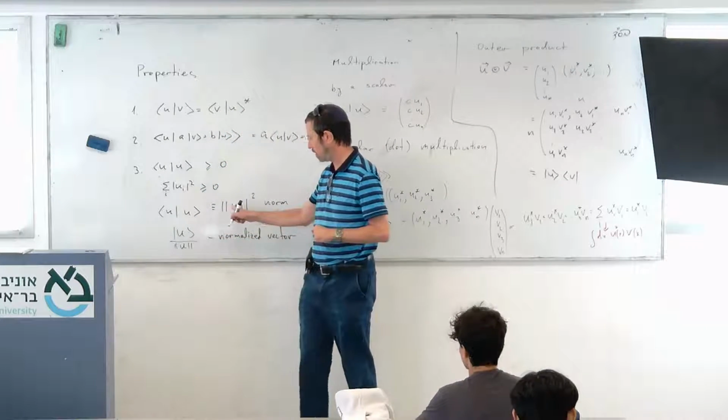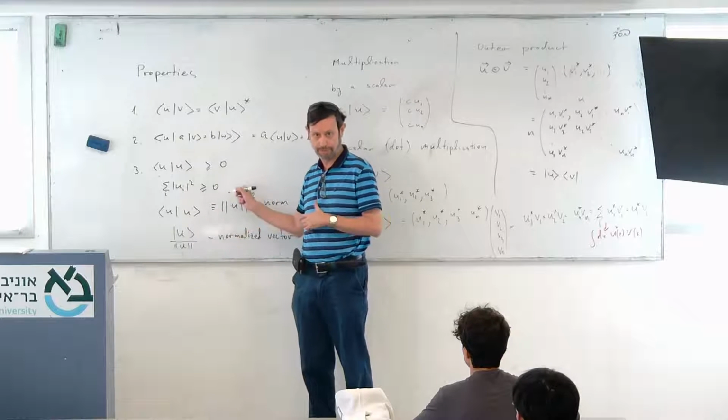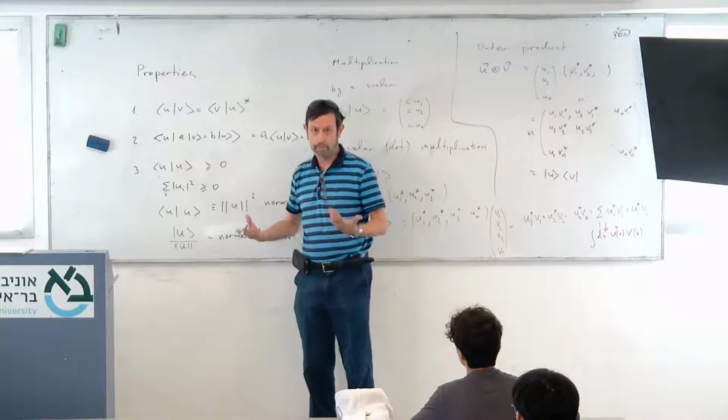Pay attention, this guy is the square root of the dot product of the vector.